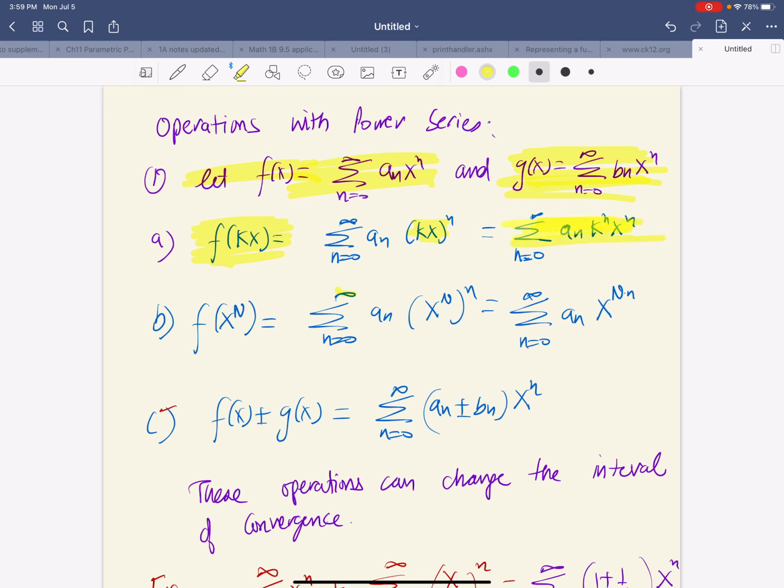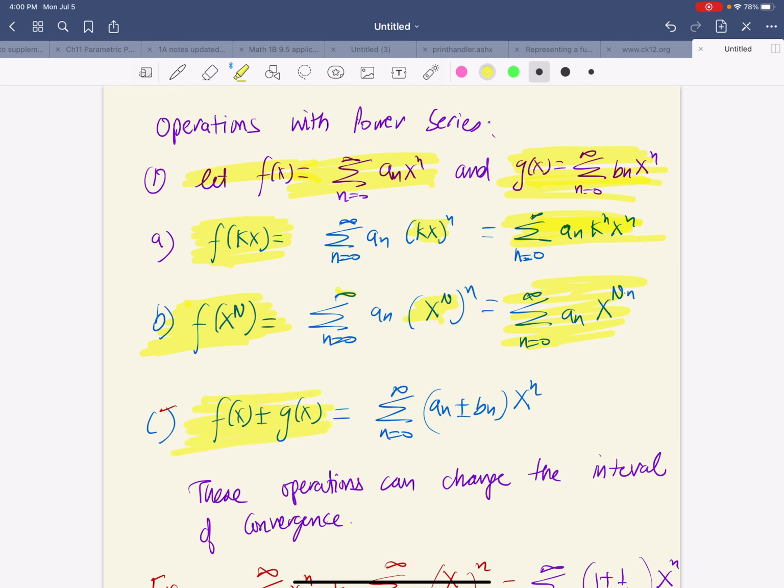We don't need to do a lot of work to find a power series for f of kx. For example, if you know the power series for f of x, then you know the power series for f of 5x, f of 3x, f of half of x, f of 0.75x, f of negative 10x. You can just replace the x by whatever kx is, the new x. Same way, if you're trying to figure out the power series for f of x to the power n, we can replace the x by x to the power n in the power series representation and then simplify from there.